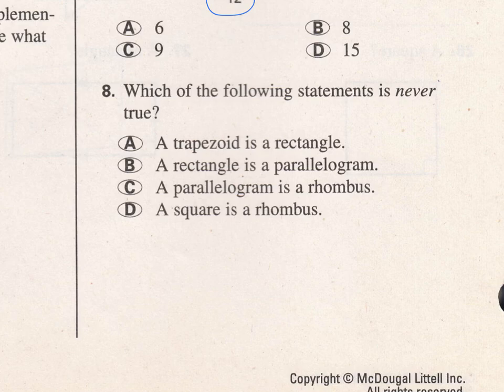And number 8, the last one on this page, which of the following statements is never true? Which one's never true? Would it be A, a trapezoid is a rectangle? B, a rectangle is a parallelogram? C, a parallelogram is a rhombus? Or D, a square is a rhombus? And if you're really confused by that, just draw a picture. For example, for A, a trapezoid is a rectangle, so draw a trapezoid. He just kind of looks something like this. Is he a rectangle? You're looking for which one of those 4 is never true.